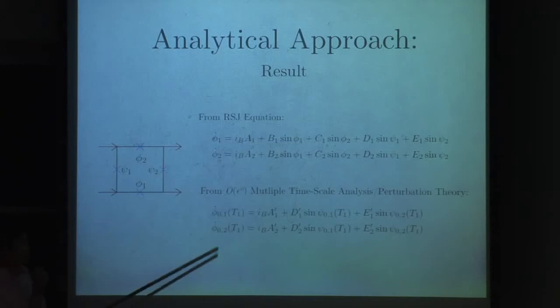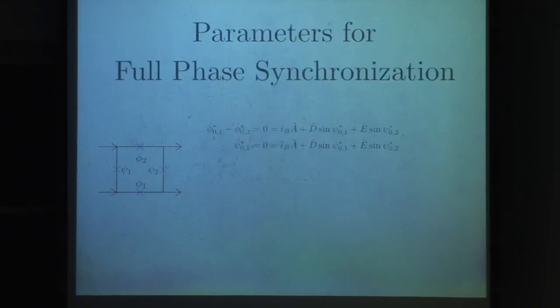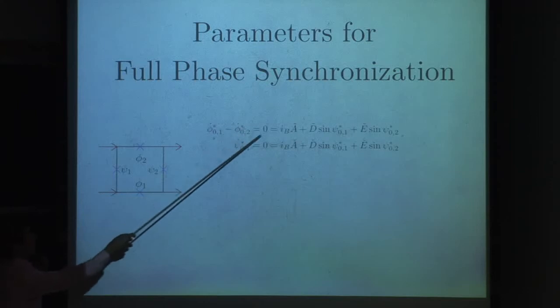We see that all the phases are only dependent on the T1 timescale. The T1 timescale is the slow timescale, which captures the synchronizing behavior. So that's what we want. To find the parameter for full phase synchronization, we think of when they are in phase synchronization, the dots are overlapping each other. So the difference between their phases is 0, and the time derivative of that is 0. So we set that to be 0.